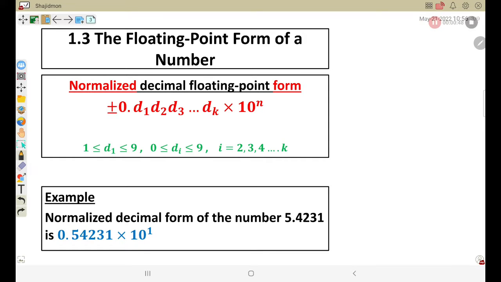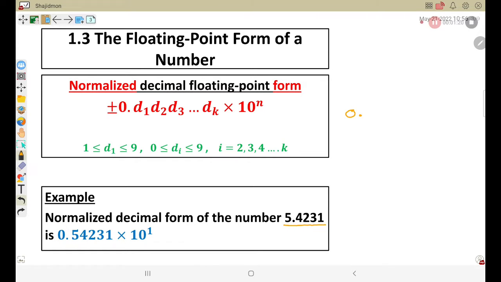You can see the idea here: plus or minus. Sometimes the number is positive, sometimes the number will be negative. All numbers should start with 0 point, then d1 d2 d3 up to dk, multiplied by 10 power n. D1 means the first digit of the number. For example, you can see one example down there.